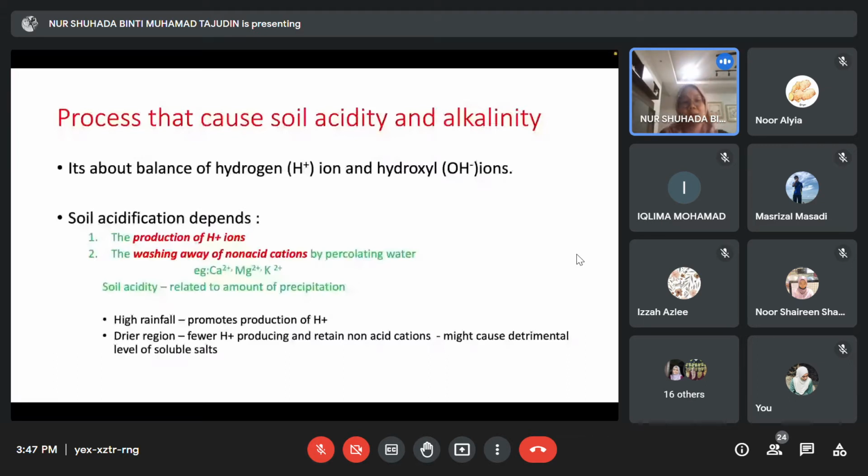Another one is because high rainfall promotes production of H plus. Drier regions have fewer H plus produced and retain non-acidic cations, so might cause detrimental levels of soluble salt. So in drier regions such as arid countries, they don't have problems with acidic soil, but they have problems with saline soil, because of accumulation of the salt. Okay, so this is the difference.